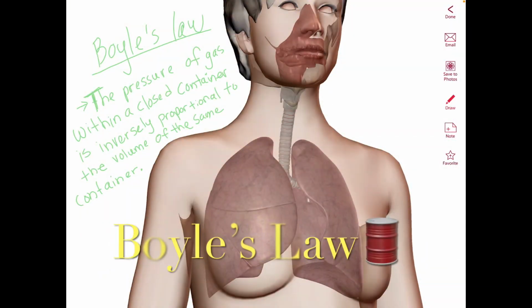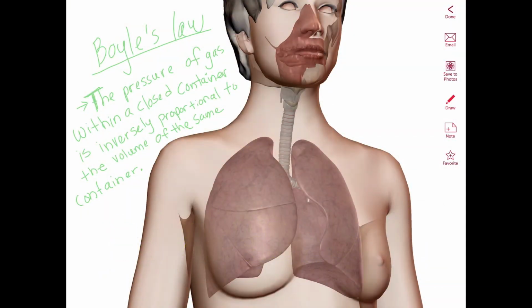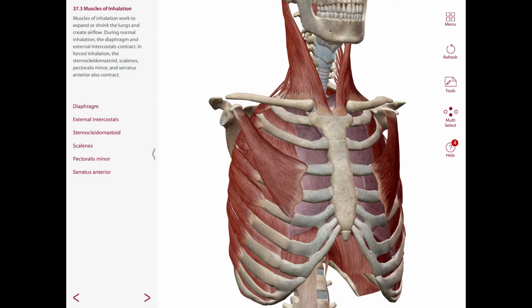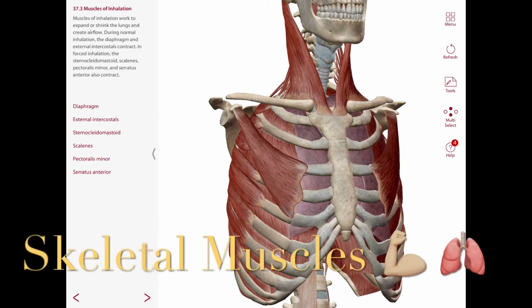Now, the movement of air is the result of changes in air pressure, which occurs when the lung volume increases and decreases. This is in accordance with Boyle's law, which you have right here, which states that the pressure of gas within a closed container is inversely proportional to the volume of the same container. In other words, increasing the volume of a closed container will decrease the pressure exerted by gas molecules inside it. So the process that enables us to increase or decrease this volume is skeletal muscle contraction and relaxation.